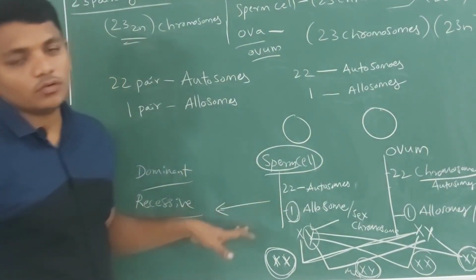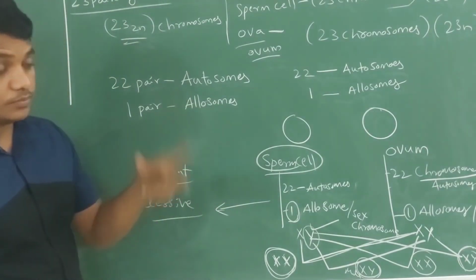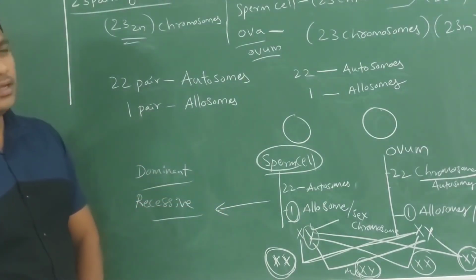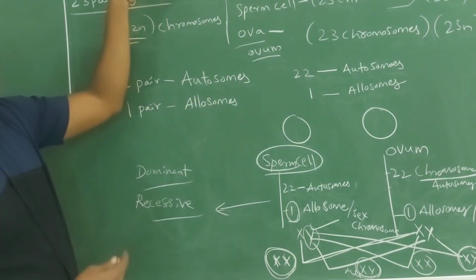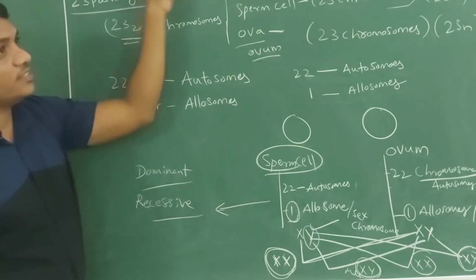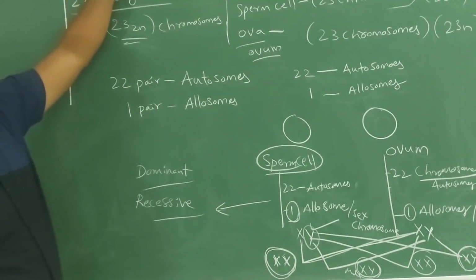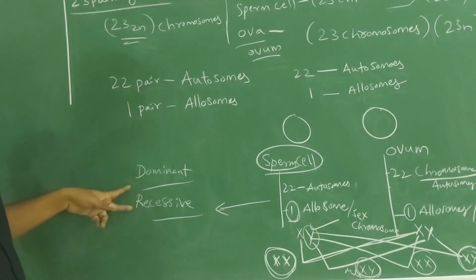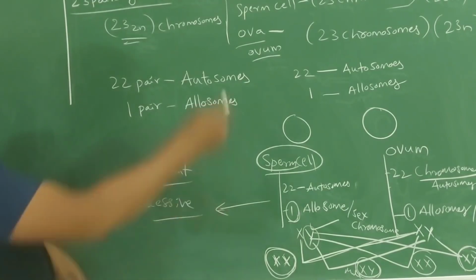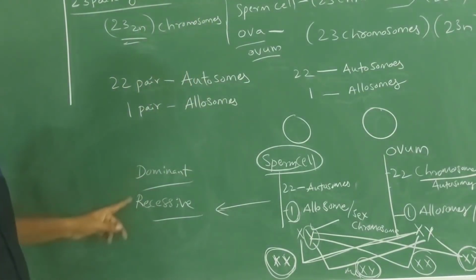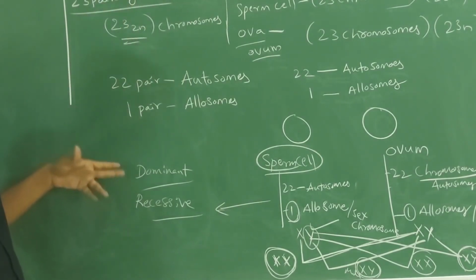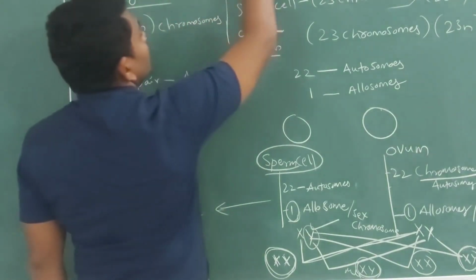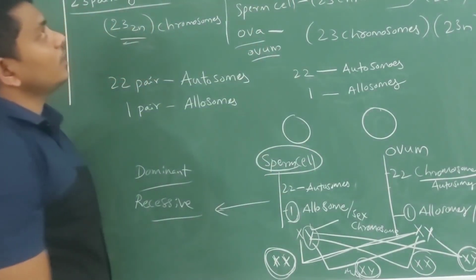So characters in the chromosomes are mainly of two types: dominant character and recessive character. Let us discuss a character with the help of these lines. Characters, or traits, are mainly of two types: dominant or recessive. For example, we are talking about red and black color hairs.